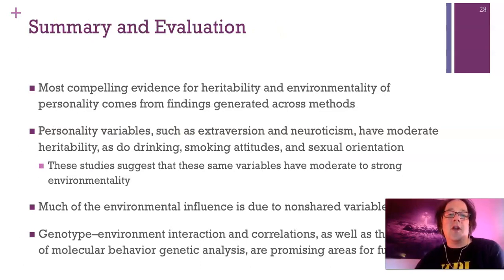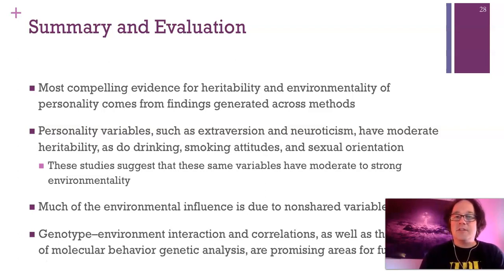All right, so just to summarize this chapter, the most compelling evidence for heritability and environmentality of personality comes from findings that were generated across various methods. So family studies, twin studies, all of these different methods, different approaches. This is where the evidence for heritability and environmentality comes from, not from a single study. And again, this is one of the reasons why we have to speak in generalities and in estimates. Nobody knows how much of anything is heritable and how much is environmental when it comes to personality, right? We can make guesstimates based on research findings.